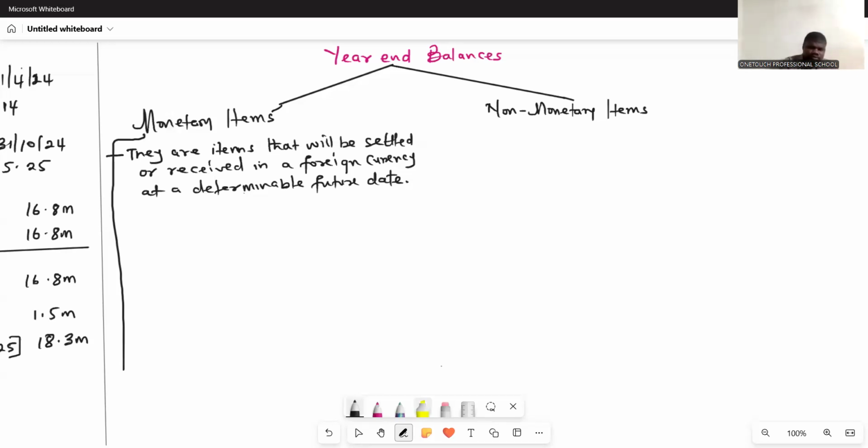So, loan. If it's a loan investment that you have made or a loan that you have taken, it's part. If you buy equity shares, and if you sell, you get a foreign currency, it's part.